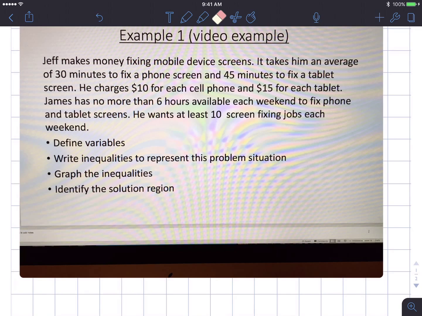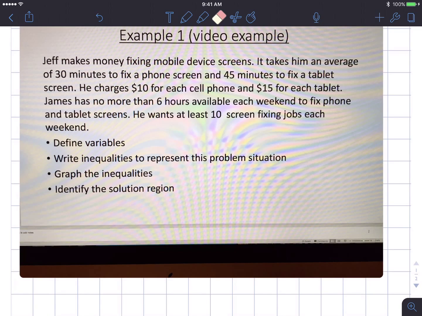Example 1. Jeff makes money fixing mobile device screens. It takes him an average of 30 minutes to fix a phone screen and 45 minutes to fix a tablet screen. He charges $10 for each cell phone and $15 for each tablet. James has no more than 6 hours available each weekend to fix phones and tablet screens. He wants at least 10 screen fixing jobs each weekend. And then we have a list of instructions that we want to complete here.